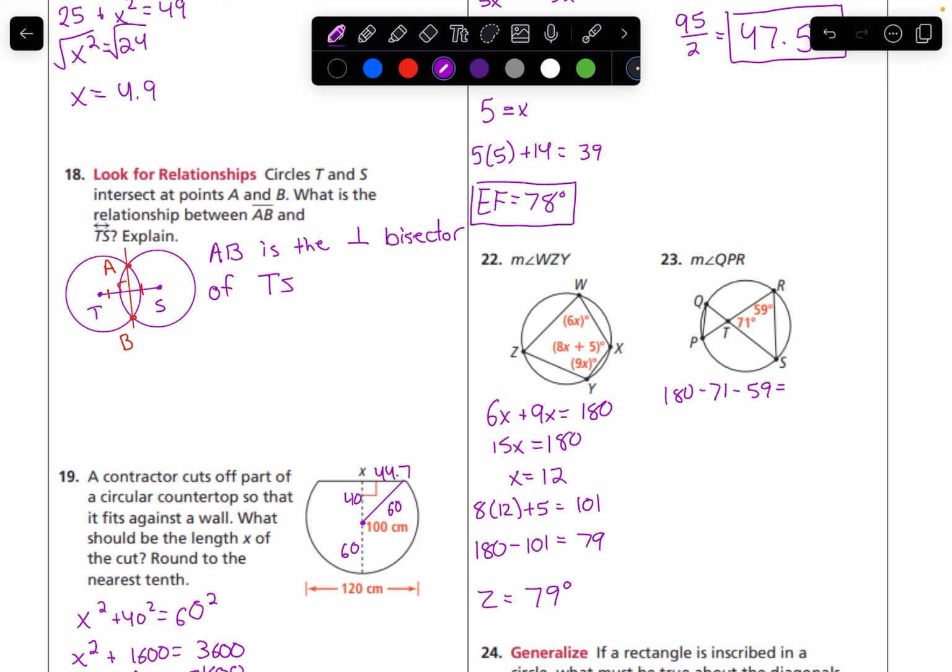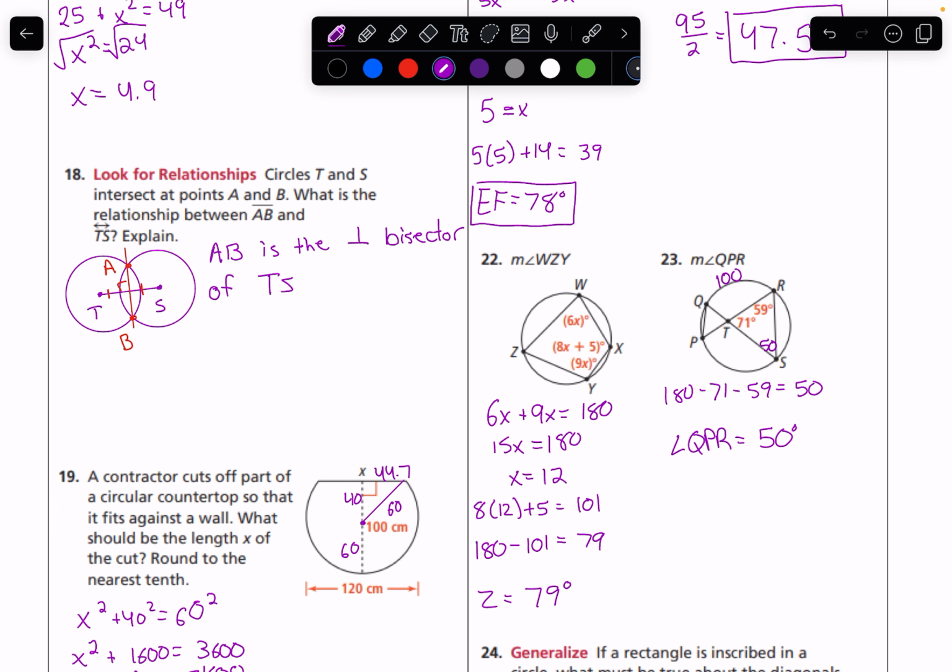So this angle measure is 50, and it's an inscribed angle with the intercepted arc of RSQ. So arc RSQ is double, or 100. Angle QPR is also an inscribed angle with intercepted arc of QR. So this is going to be half of 100. So angle QPR equals 50 degrees.